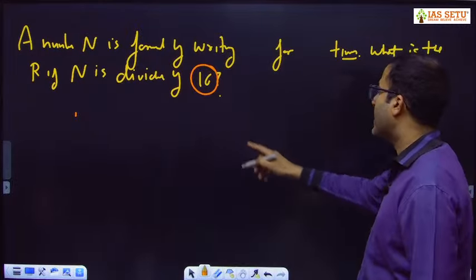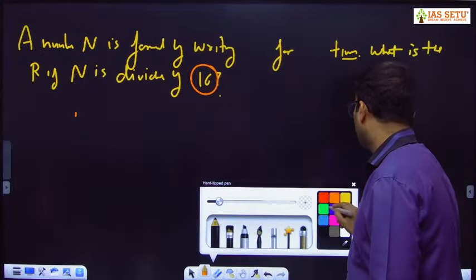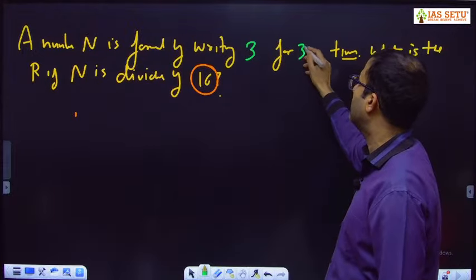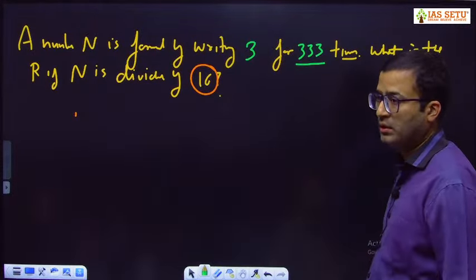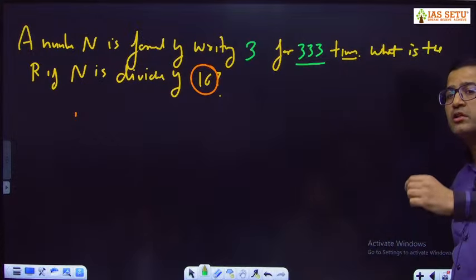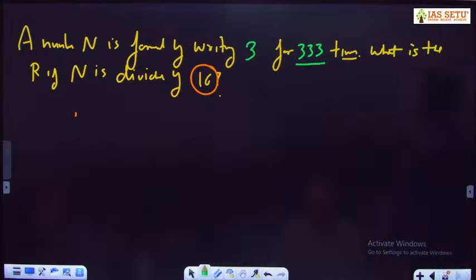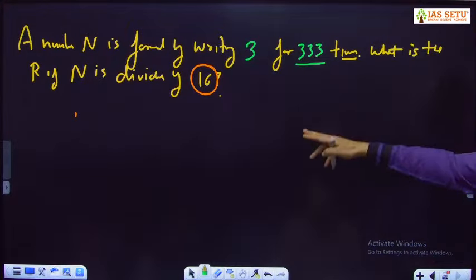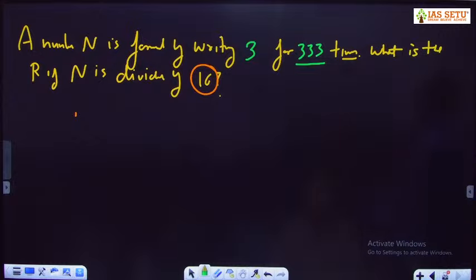A number n is formed by writing 3 for 333 times. My question is, what is the remainder if n is divided by 16? Take time, keep the answer with yourself.